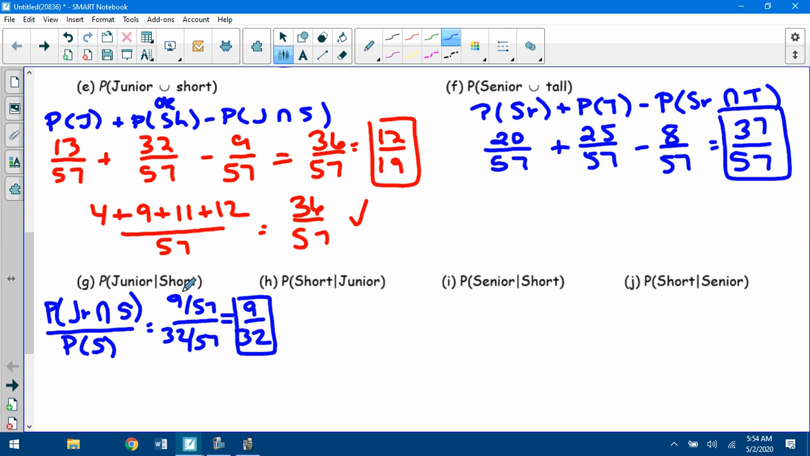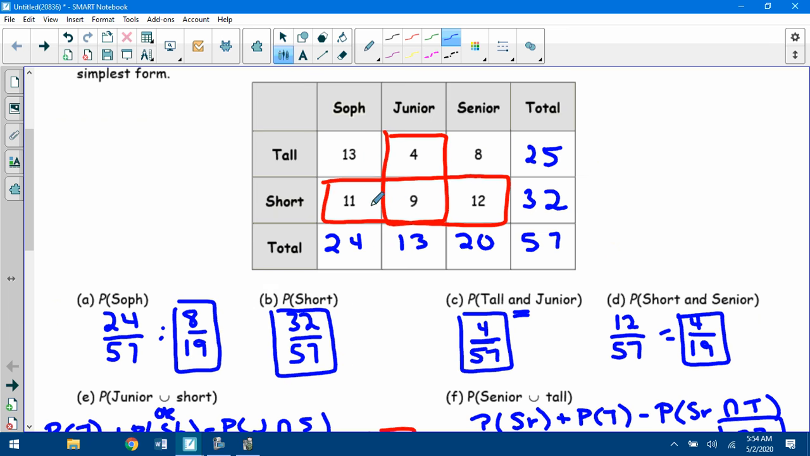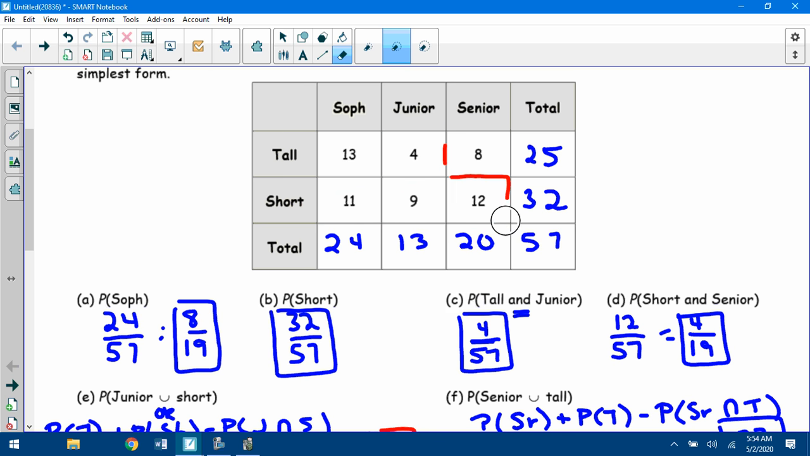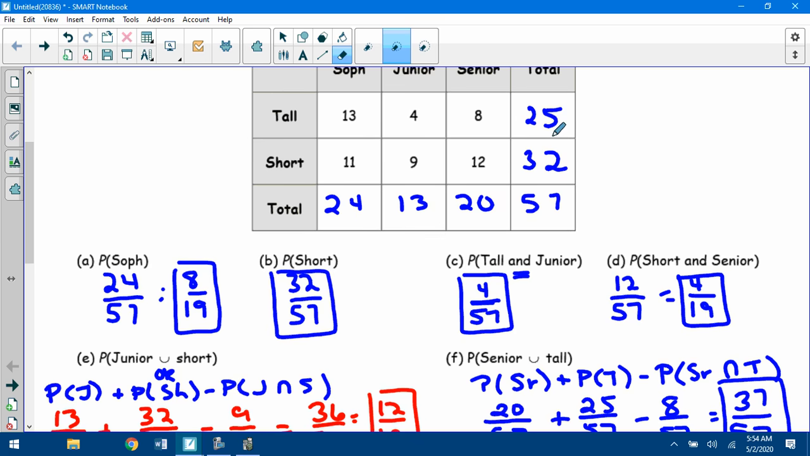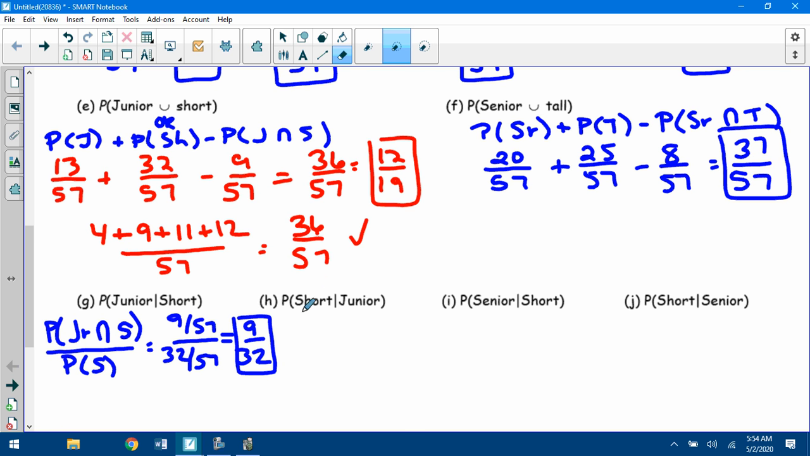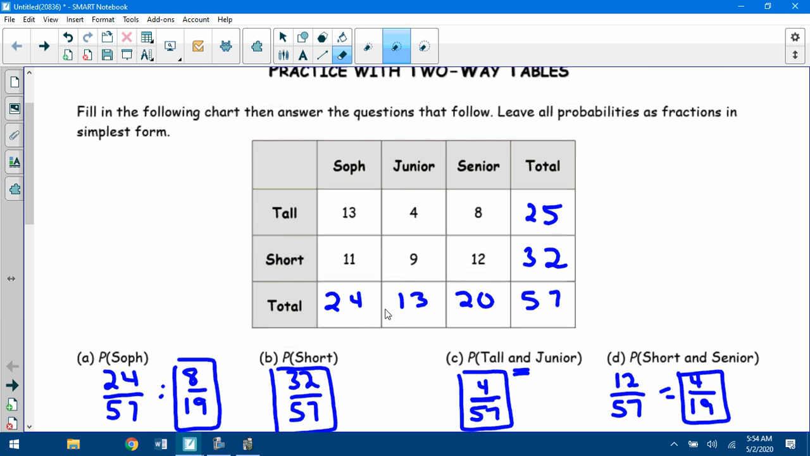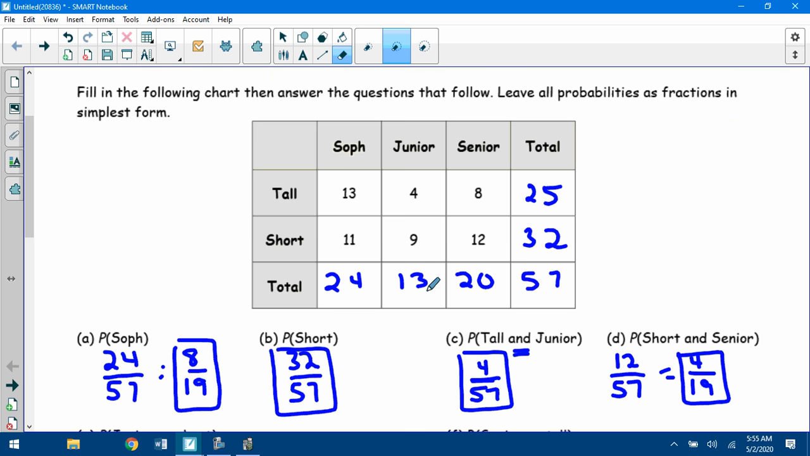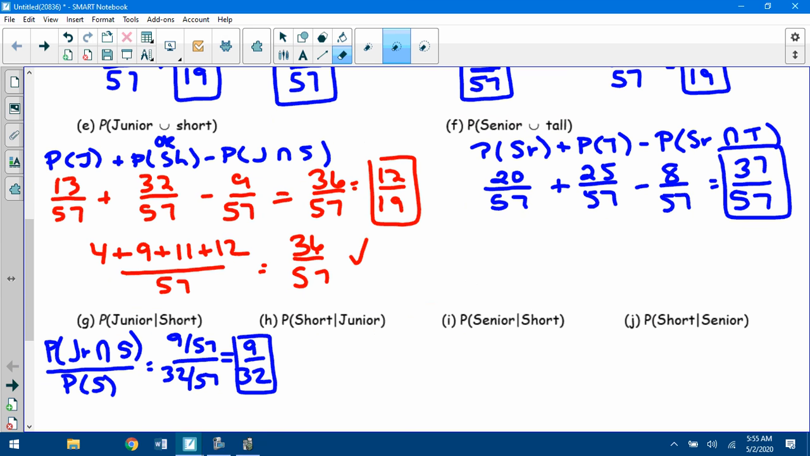Now you could also get that by saying, given short, I'm only looking at the short row. Let me erase this that I had before. So out of the 32 in the short row, how many are also juniors? 9. So you could have gotten 9 out of 32 right away. Let's do that because that's a little bit quicker. Short given junior. So out of the juniors, out of the 13, how many are short? 9. So 9 out of 13.